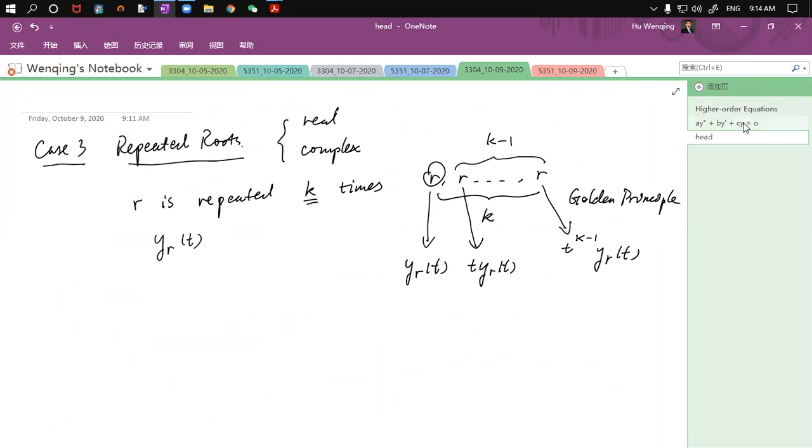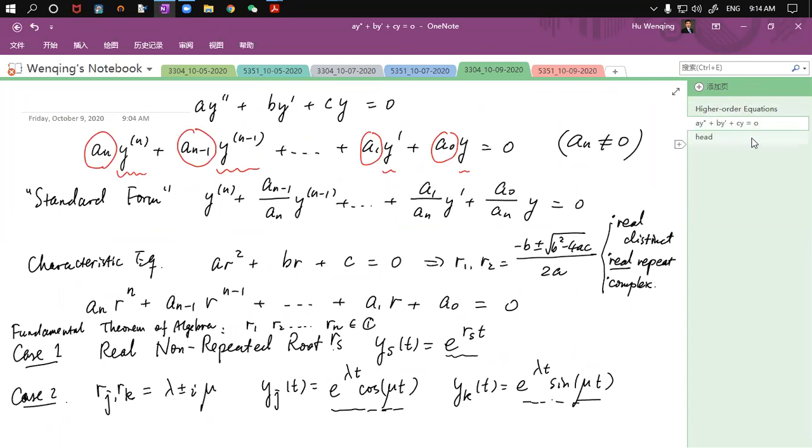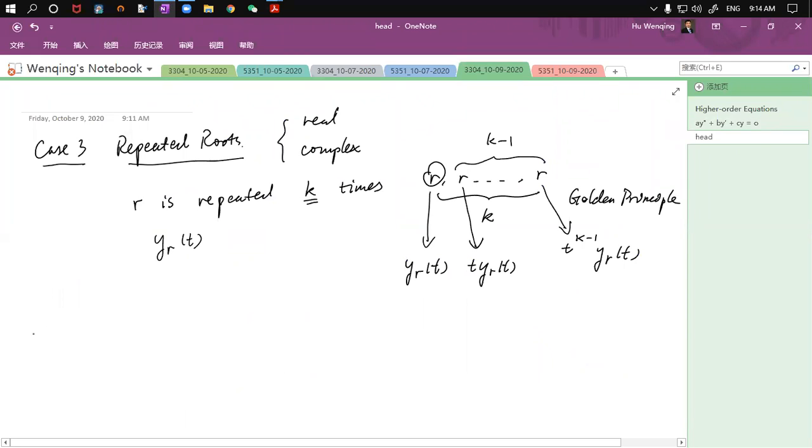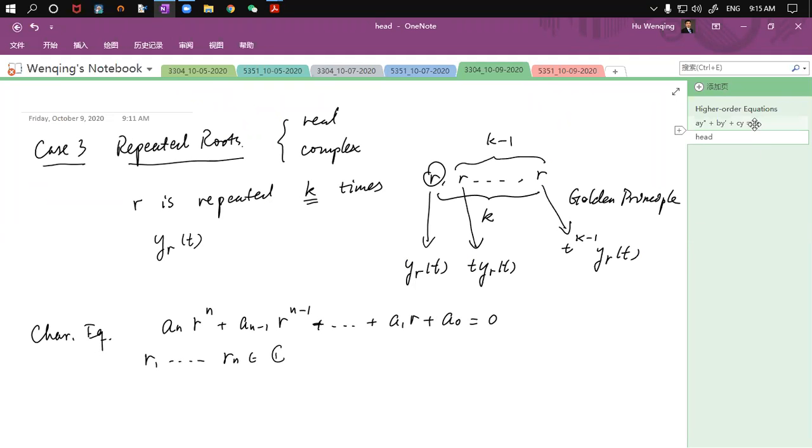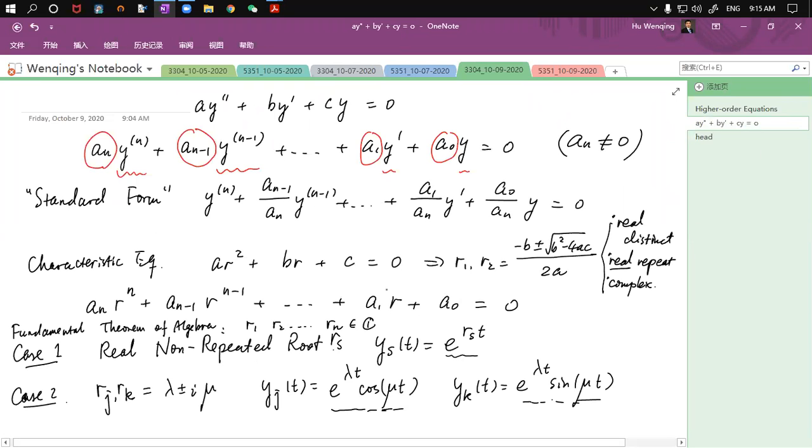Okay, so according to these three cases, you can see the rules for each. Let's say the characteristic equation is a_n r to the power of n plus a_(n-1) r to the power of n minus 1 plus ... plus a_1 r plus a_0 is equal to 0. You have this equation, then you're going to have solutions r_1 up to r_n. They're going to be complex solutions, which include real numbers.